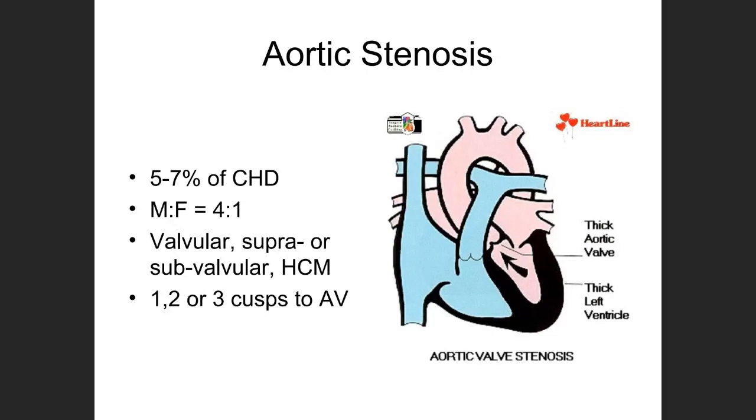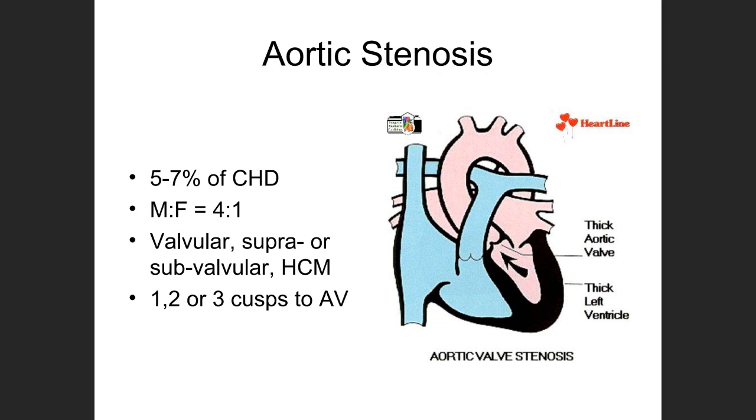And the area of stenosis or narrowing may be at the level of the valve, above the valve, or below the valve, so-called valvular, supravalvular or subvalvular stenosis. And in this classification is included hypertrophic cardiomyopathy. And the aortic valve may have 1, 2, or 3 cusps.